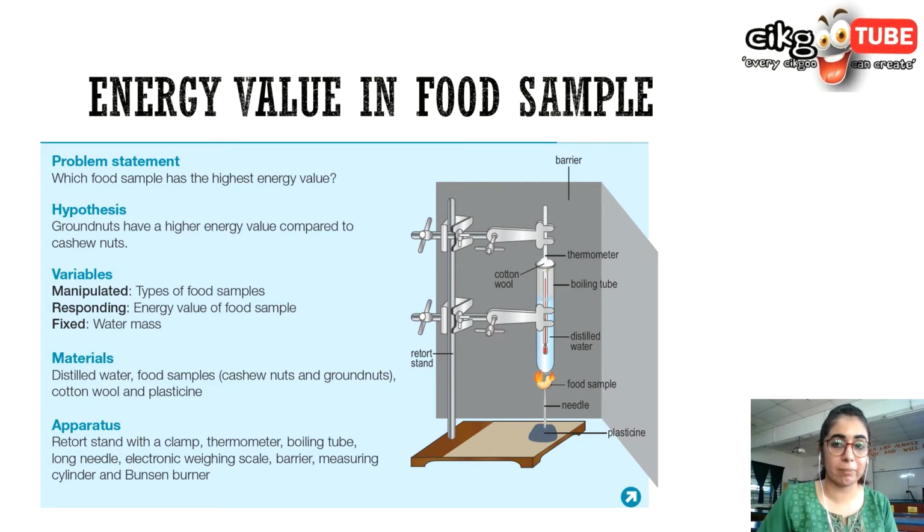Now you can set up the apparatus as shown in the picture here, where you have to place the food sample underneath boiling distilled water, and then you record the initial and the final temperature. So the increase in temperature will determine the energy value when we do the calculation later on.